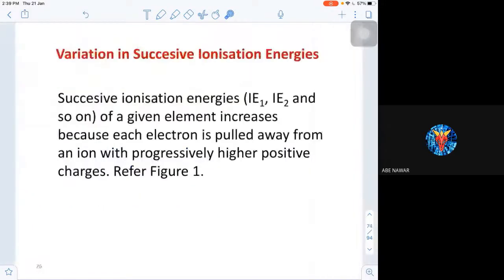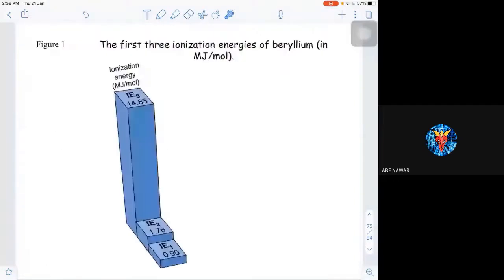This is the example. If we look at this figure, the ionization energies of beryllium: the first IE is 0.9, the second IE increases to 1.7. Suddenly, for the third IE, there is a big jump to 14.85. So the question is why there is a significant difference here, a much bigger jump.